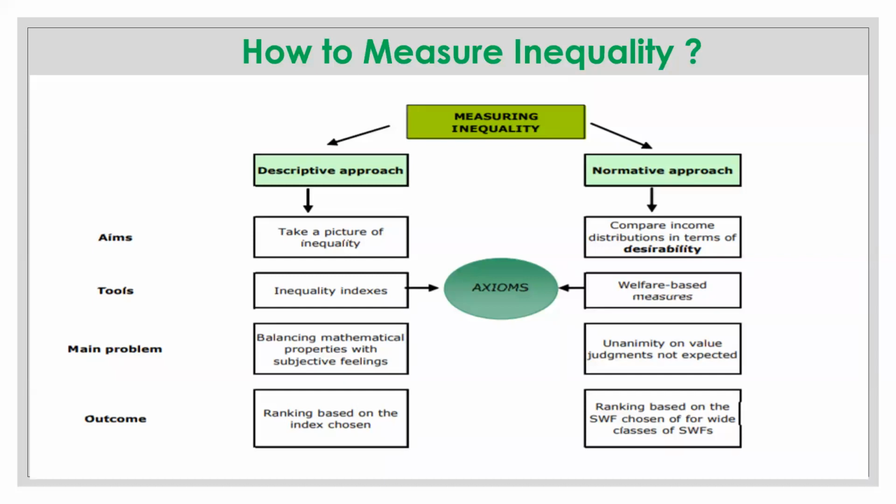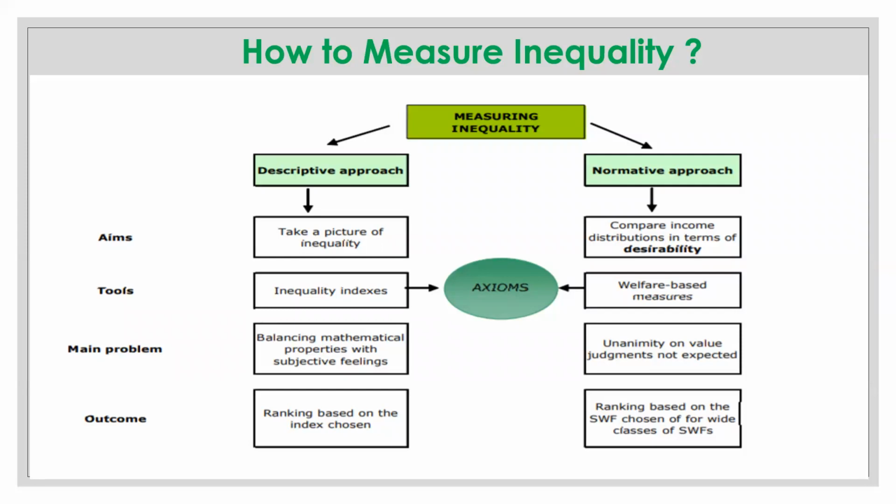Tools: inequality indexes, whereas in normative we have welfare-based measurement, and they are very subjective. Main problem: balancing mathematical properties with subjective feeling. In normative, unanimity on the value judgment is not accepted, which means the value judgments are not settled. We are working under those conditions.